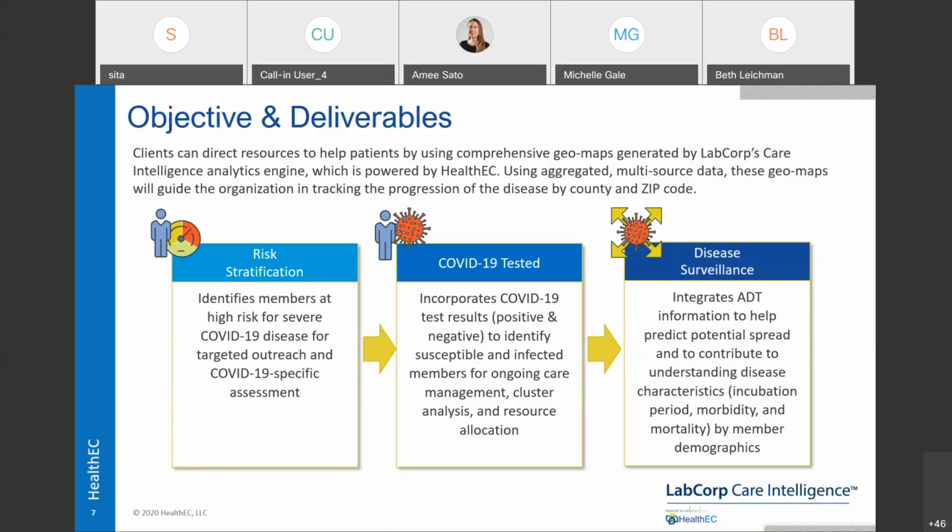Now, incorporating into it your COVID-19 test. What we try to do is not only find those that are negative, we want to get all the tests because that's what we get for the population. We're able to find those that went for a test, that means they're susceptible, whether they were positive or negative, and the outcome for them.